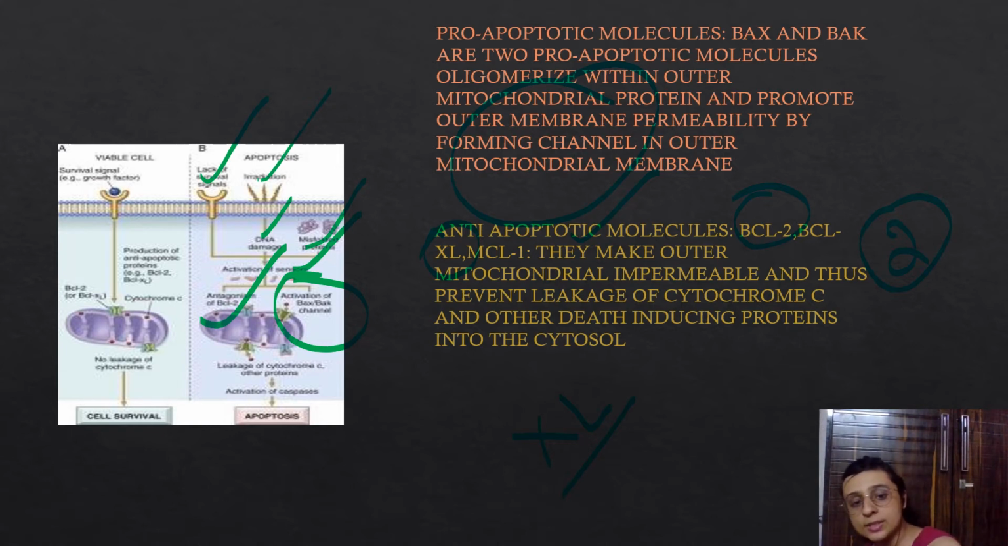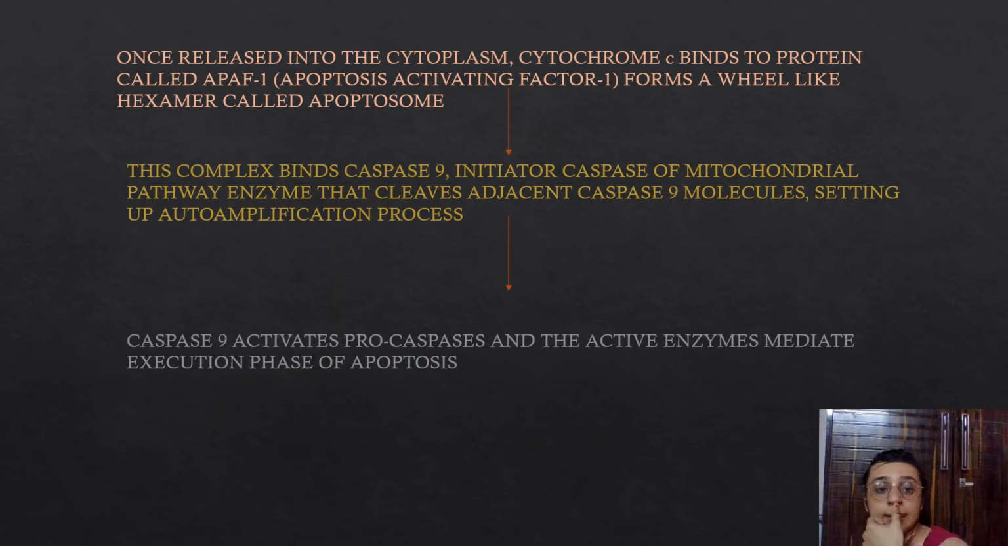How will they inhibit apoptosis? They will decrease the permeability of the mitochondrial membrane and thus decrease the transfer of cytochrome C into the cytoplasm. Once released into the cytoplasm, this cytochrome C will bind to apoptosis activating factor 1, which will lead to this hexamer structure called the apoptosome, right? This complex will bind initiator caspase, or caspase 9, and thus cleave adjacent caspase 9 molecules, setting up an auto-amplification process. So simply remember, cytochrome C will bind to apoptosis activating factor and form the apoptosome, which will activate the initiating phase. So till now we are in the initiating phase of apoptosis, right?